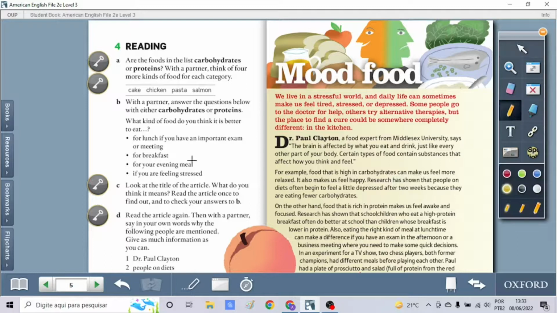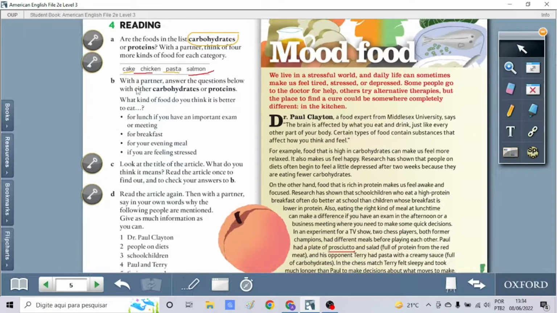Okay, let's see if you got it right. So here, cake and pasta are carbohydrates. Chicken and salmon are proteins. Okay.